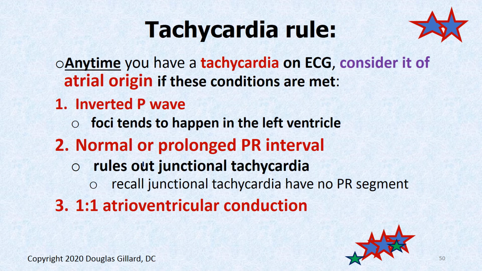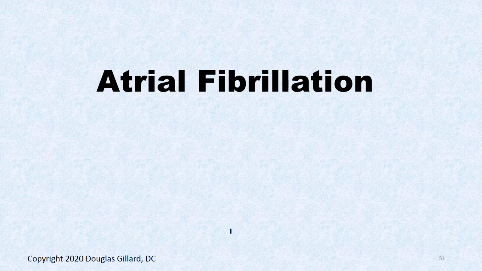Anyway, so a tachycardia rule. Anytime you have a tachycardia on EKG, you think it's of atrial origin. You think it's an atrial tachycardia when these 3 conditions are met. You have an inverted P wave, which has a normal PR interval and segment. I could have just put segment in here, because you want to look for that flat line. And then you have a normal atrioventricular ratio of 1:1, meaning for every 1 P wave, there's a QRS complex. And that's kind of the tachycardia rule.